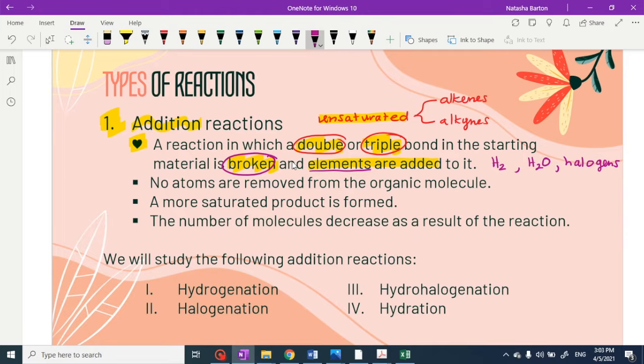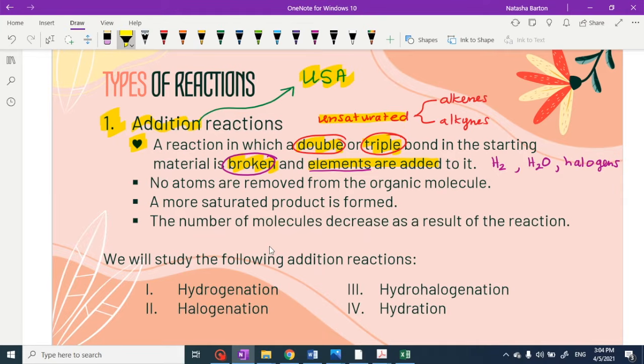We go from being unsaturated to becoming saturated. To help you remember how to identify an addition reaction, we say we start off with an unsaturated substance. In the end, it becomes saturated, and we therefore have an addition reaction. So to remember how to identify an addition reaction, you just remember USA. When it starts off unsaturated and becomes saturated, you have an addition reaction.